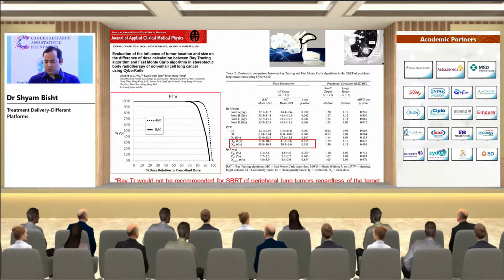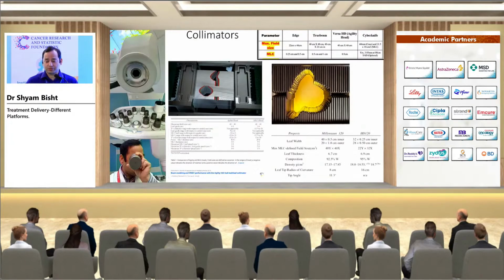One is ray tracing, the other is Monte Carlo. So you just focus on the red box. You can see with ray tracing, there is a 20% overestimation of the dose. That means for a prescription of 16.5, there is a 10 gray overestimation. That means actually 10 gray less dose is delivered with ray tracing as compared to Monte Carlo. So the authors recommended that ray tracing should not be used in CyberKnife for lung SBRT planning, especially in peripheral tumors.